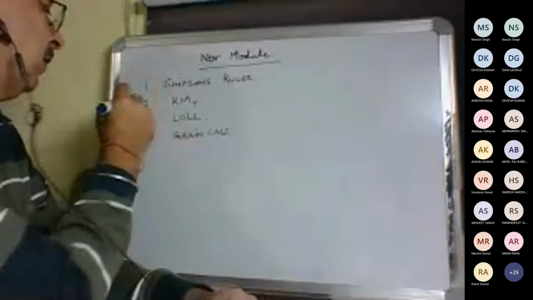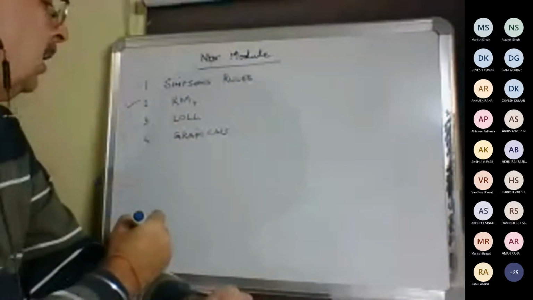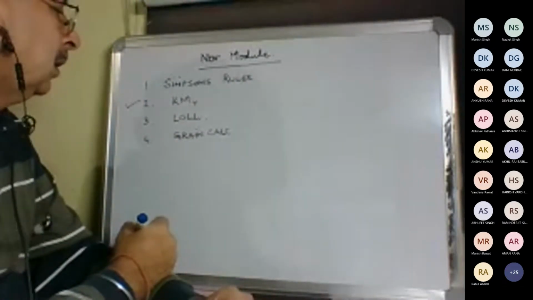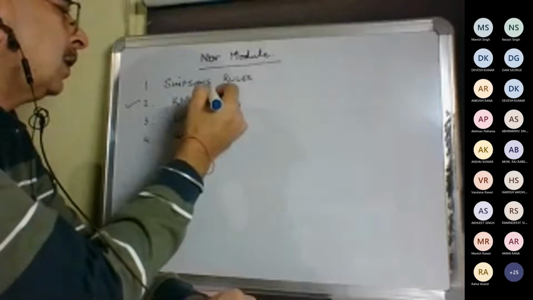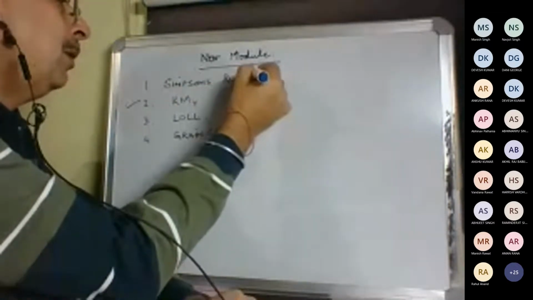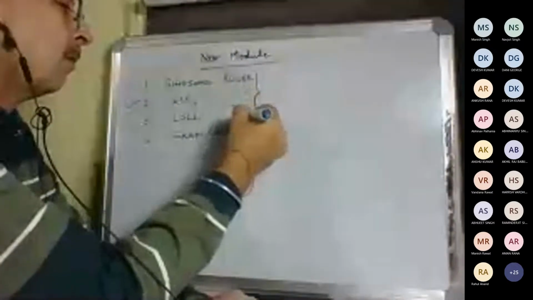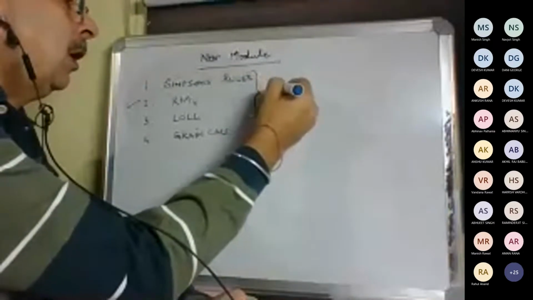So I'm starting off with the KMT first. Both of these, rather all the 3, actually we are going to be doing from Nutshell.